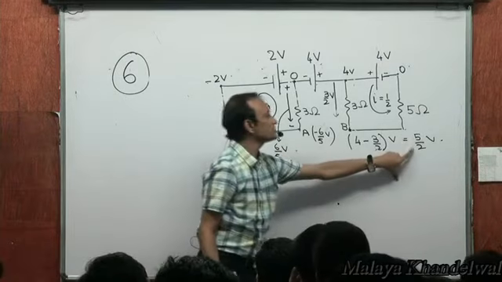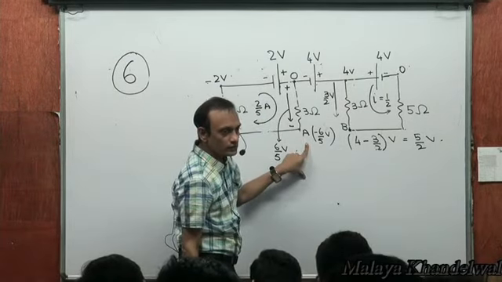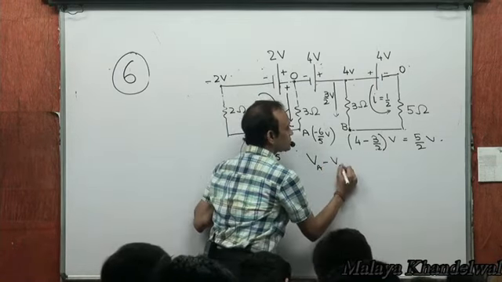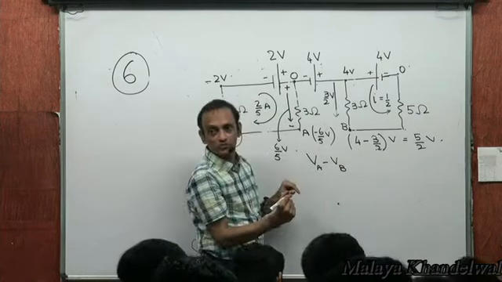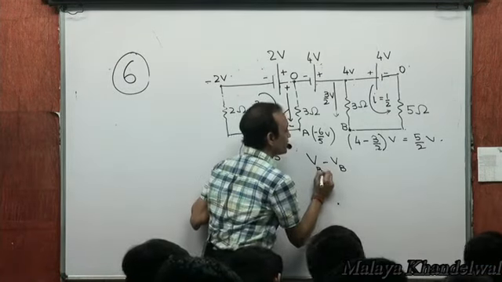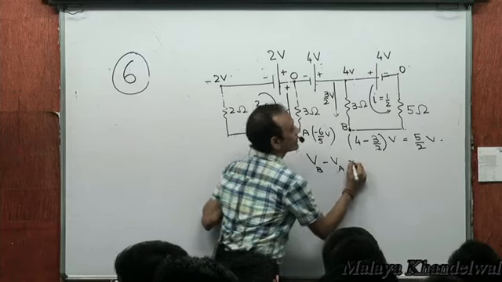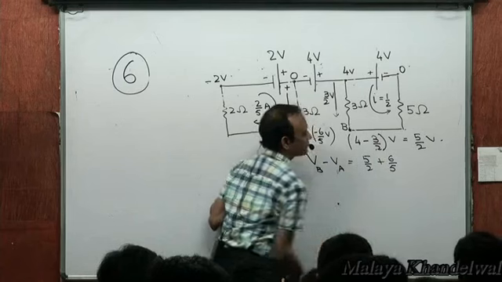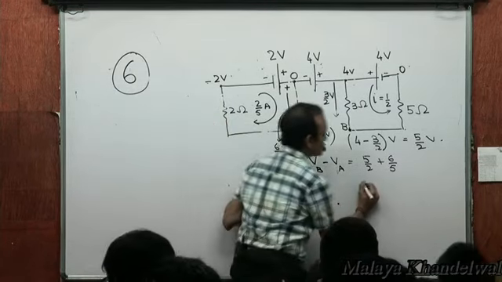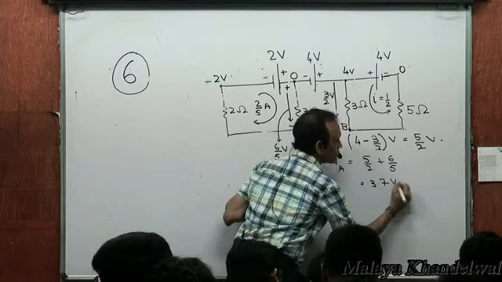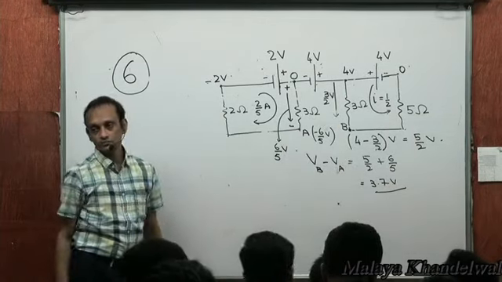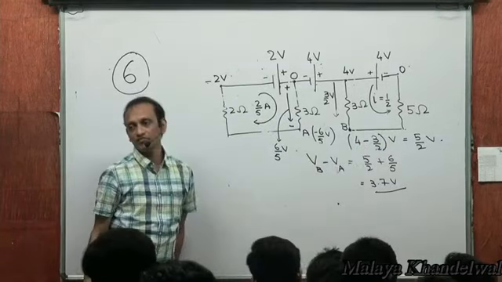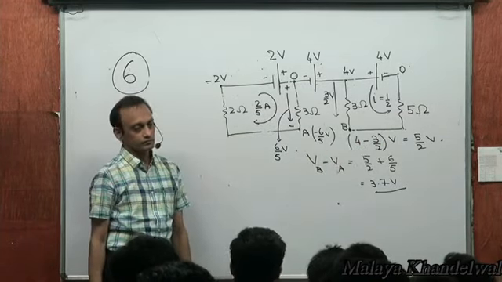And VA minus VB, VA minus VB is what we are seeking? Yes or no? So, VA minus VB is going to be, or VB minus VA, what is being? Okay, VB minus VA is what we are seeking here, is 5 by 2 plus 6 by 5. 25 plus 12, 37 by 10, 3.7 volts. 3.7 is the potential difference VB minus VA. 5 by 2 plus 6 by 5. Right?